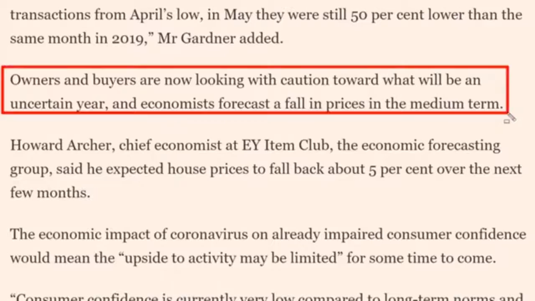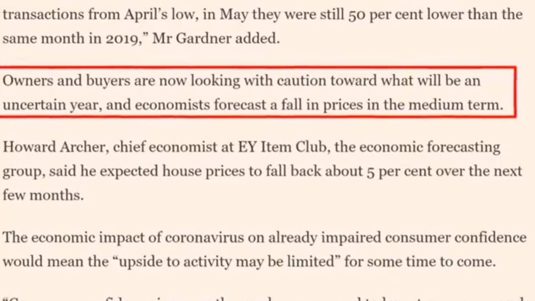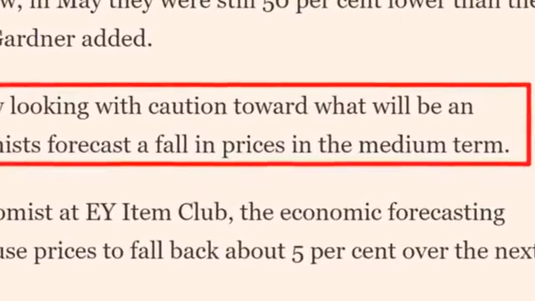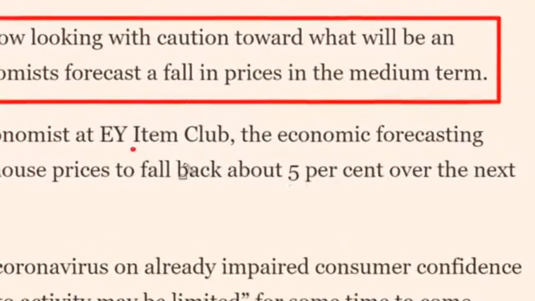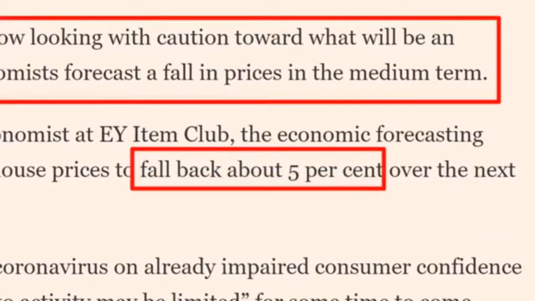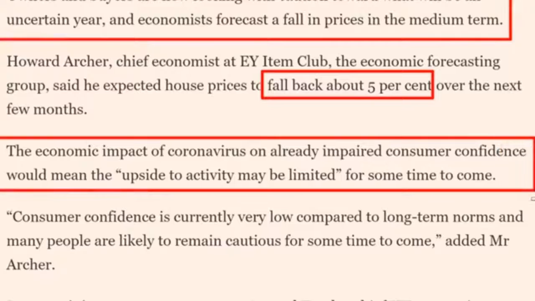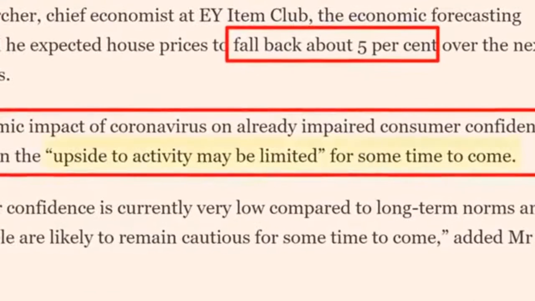Over here it says that owners and buyers are now looking with caution toward what will be an uncertain year. An economist forecast a fall in prices in the medium term. Howard Archer, a chief economist, says he expected house prices to fall back about 5% over the next few months. And interestingly, he says the economic impact of coronavirus on already impaired consumer confidence would mean the upside to activity may be limited for some time to come. So that's not good news for the property market going forward.